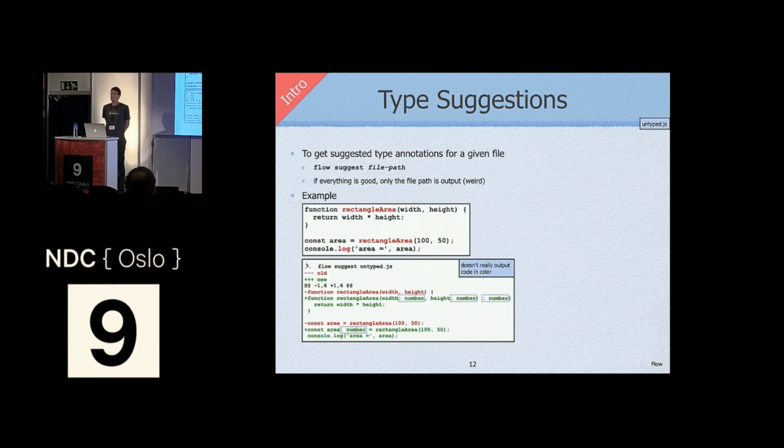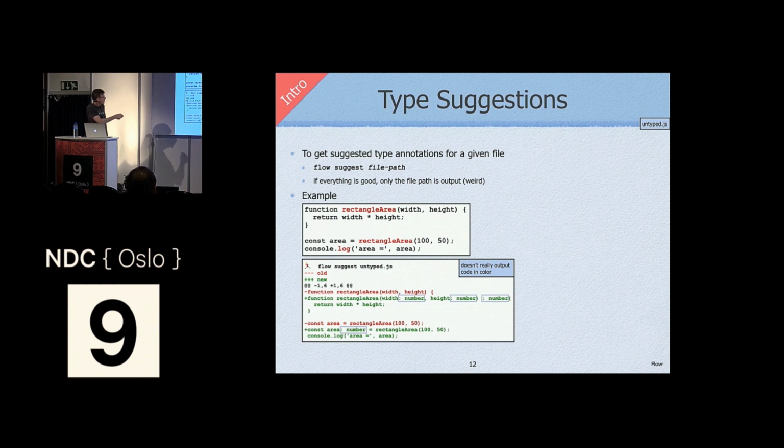When you're getting started, it might be useful for you to ask Flow to suggest what it thinks the type should be. And so you can run flow suggest and give it a path to a JavaScript file, and it will output its suggestions. If you look up here, you can see that my original code right there, rectangle area, computes the area of a rectangle. And then the output here tells me that width is probably a number, and height is probably a number, and this function probably returns a number.